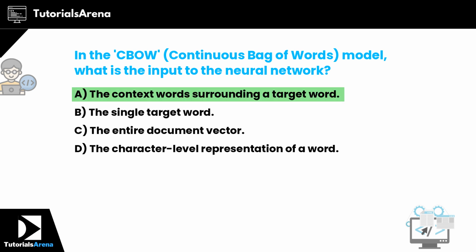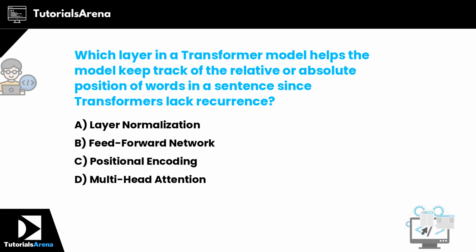The correct answer is option A. The context words surrounding a target word. Which layer in a transformer model helps the model keep track of the relative or absolute position of words in a sentence, since transformers lack recurrence?